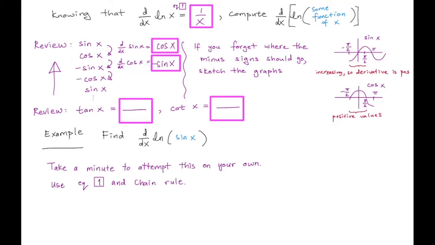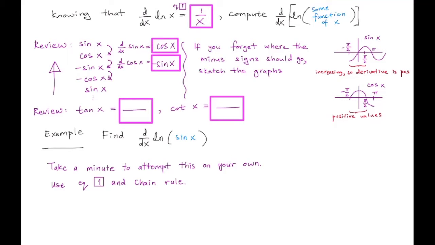And if you forget where the minus sign should go, one thing you could do is to sketch the graphs. So this is a sketch of sine x. And we see that between negative pi over 2 and pi over 2, sine of x is increasing, so the derivative is positive. And if we compare that with the graph of cosine of x, between negative pi over 2 and pi over 2, cosine of x is positive. So it makes sense that the sign here should be positive instead of negative.